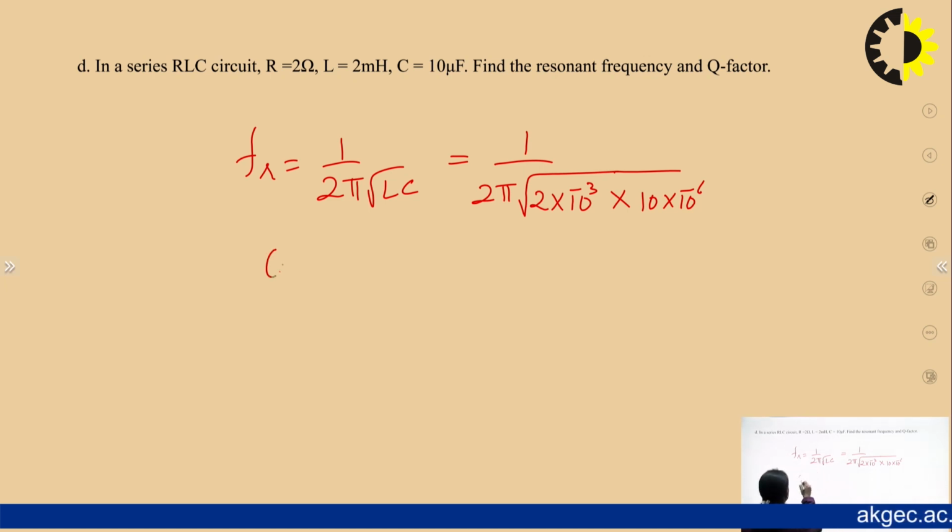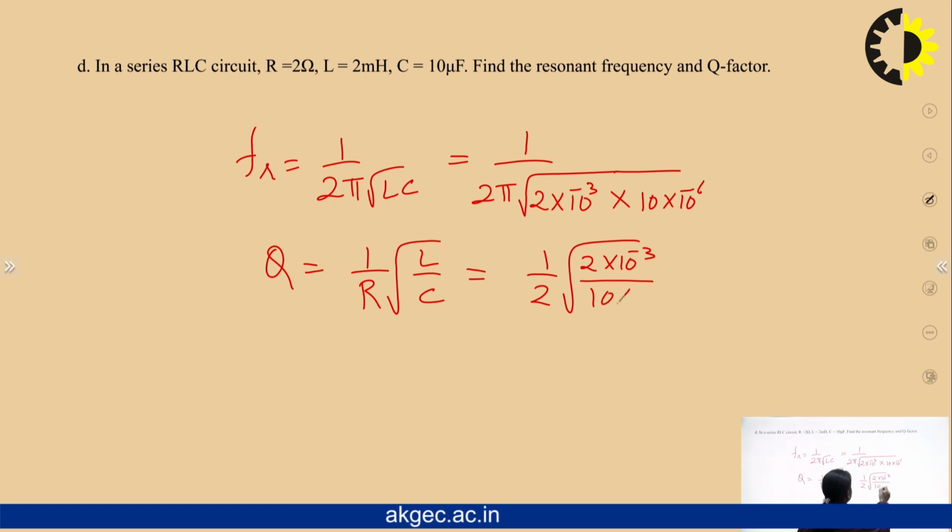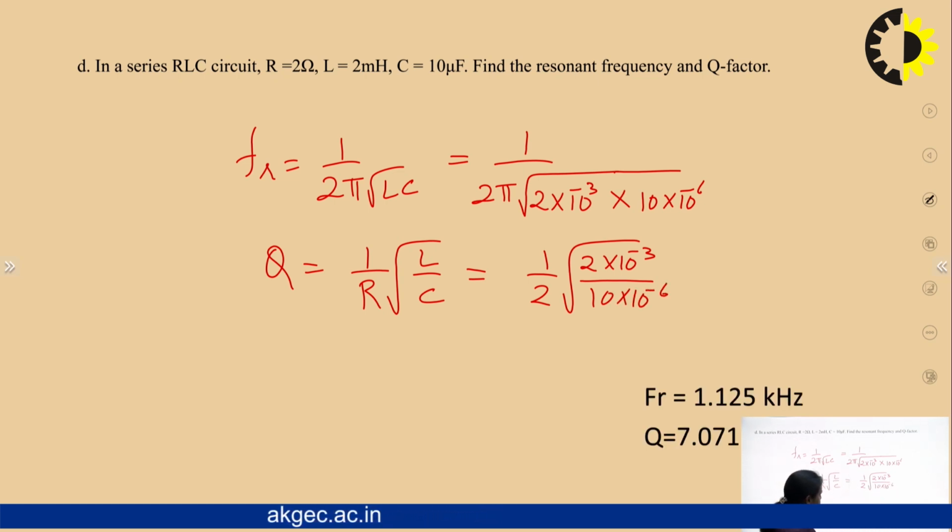Similarly, you can find the quality factor, which is equal to 1 upon R under root L by C. So, R is 2 ohm. So, 1 by 2 under root L, again L is 2 millihenry, so 2 into 10 power minus 3, and C is 10 microfarad, so this will be 10 into 10 power minus 6. So, if you solve this, you will get the quality factor.